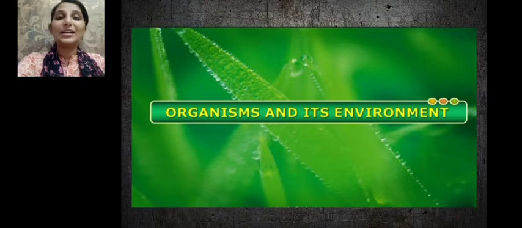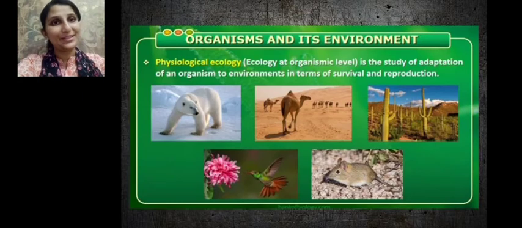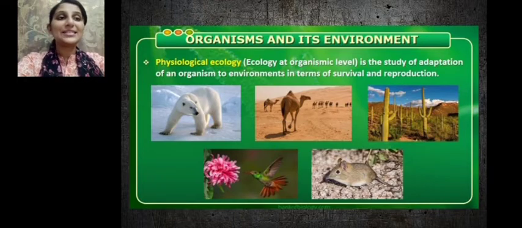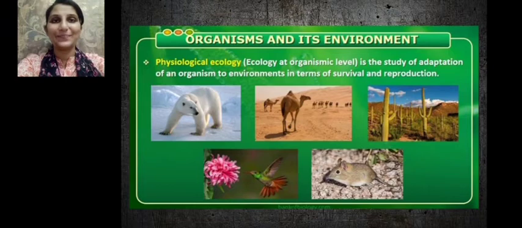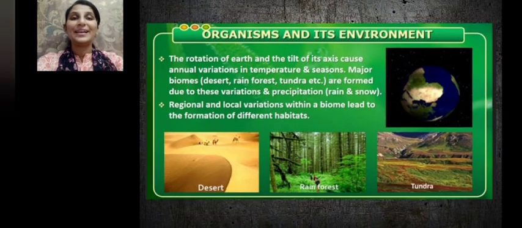So let's learn about the organism and its environment. When we consider physiological ecology, that is ecology at the organism level, it is the study of adaptation of an organism to its environment in terms of survival and reproduction. How an organism interacts with its environment so that it can survive and reproduce is what we learn in physiological ecology.